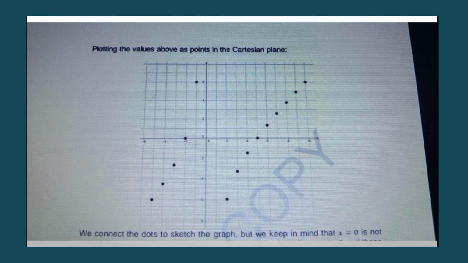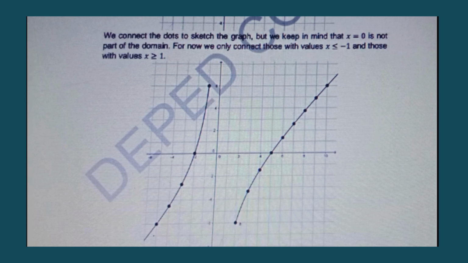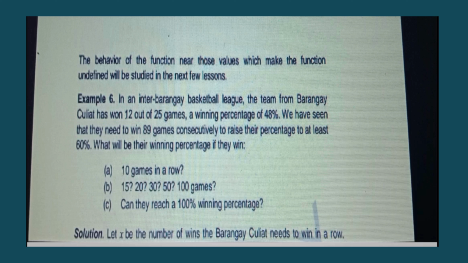Plotting the values above as points in the Cartesian plane. We connect the dots to sketch the graph, but we keep in mind that x equals 0 is not part of the domain. For now, we only connect those with values x less than -1 and those with values x greater than 1. The behavior of the function near those values which make the function undefined will be studied in the next few lessons. Example 6.